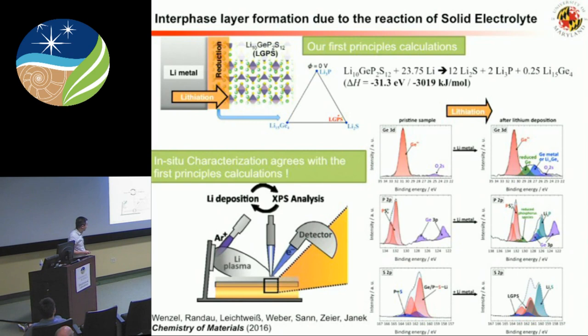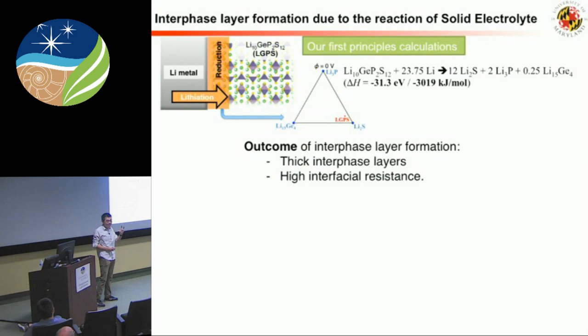And here's the sulfur peak. You can see the emergence of a lithium sulfide peak. So you can see that what they get in experiments agrees exactly with what we see in computation, which is that when this material is lithiated, they form lithium sulfide, lithium phosphide, and lithium germanium alloy.